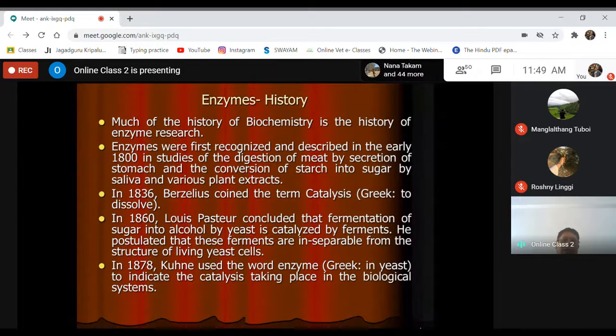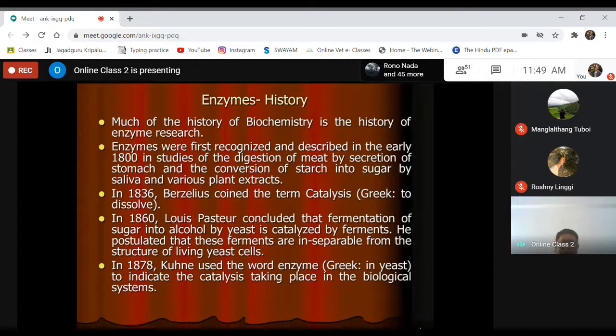So how did the interest in enzymes develop? It developed when people started asking how the meat is digested by the stomach secretion, or how the starch is converted to sugar by the saliva or by some of the plant extracts. People started asking how these complex molecules are digested to simpler molecules. So with that thinking, the discussion about enzymes starts.